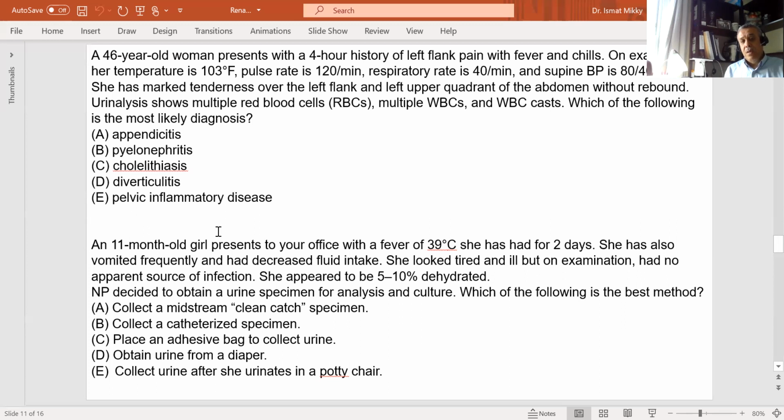The bagged specimens are not recommended because of possible skin or fecal contamination of the specimen. And similar to that, obtaining the sample from a diaper would be unacceptable.